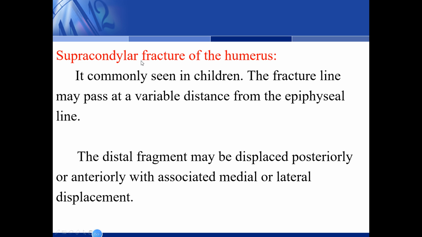Supracondylar fracture of the humerus is commonly seen in children. The fracture line may pass at a variable distance from the epiphyseal line. The distal fragment may be displaced posteriorly and anteriorly with associated medial and lateral displacement.